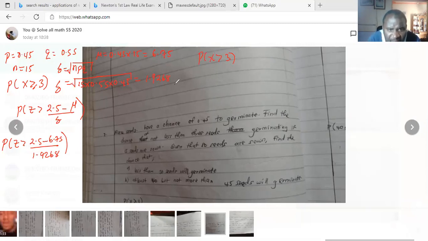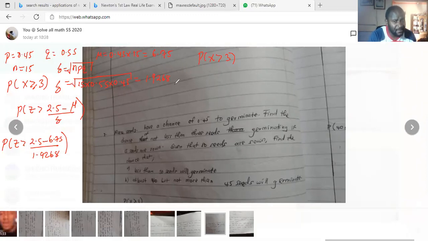Wait. The question says, find the chance that not less than 3 seeds germinating. If they are not less than 3 seeds germinating, which seeds are? We have 1 seed, we have 2 seeds. 1 and 2 is impossible for them not to be germinating. So if we are looking at a point whereby we have 3 and more seeds germinating, because the statement is saying the chance of not less than 3. Not less than 3 means it is impossible to have only 2 seeds germinating, only 1 seed germinating. So the possibility is 3 and above seeds can germinate. That's why I'm saying probability of X is greater than or equal to 3.